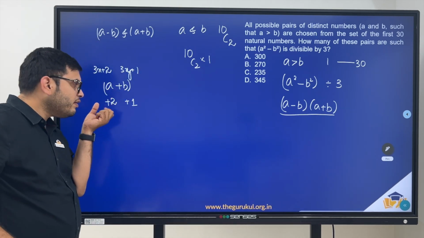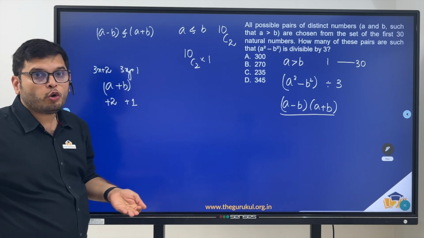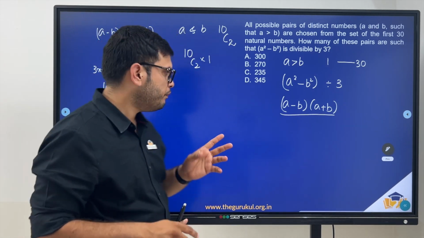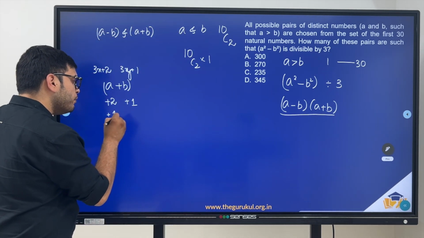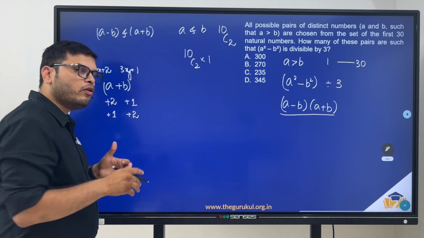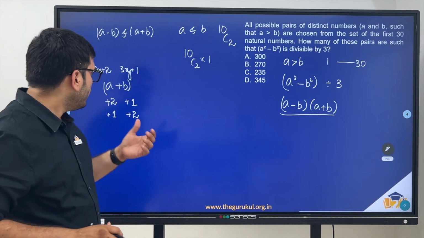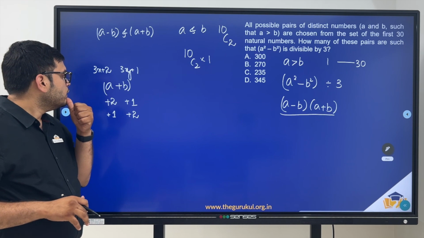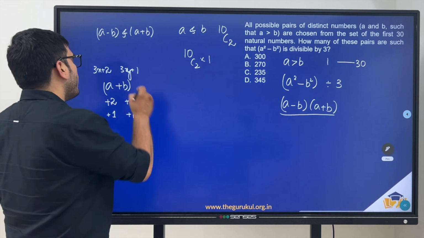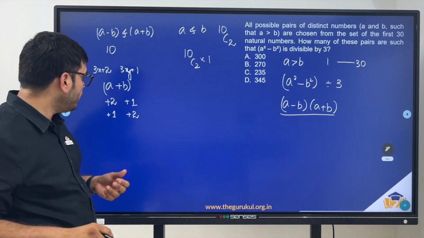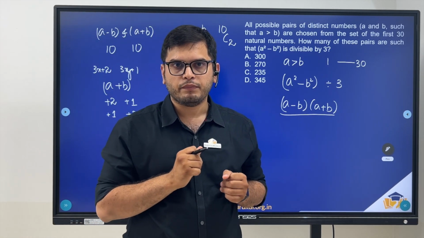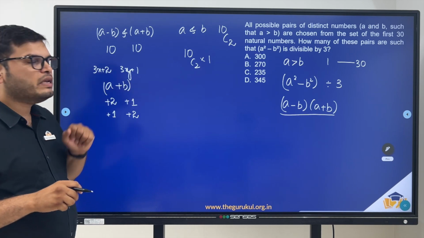Right. So, if this is a number which leaves a remainder 2 when divided by 3, then B should be a number which leaves a remainder of 1 when divided by 3, and vice versa. If this is a number which leaves a remainder of 1 when divided by 3, then B should be a number which leaves a remainder of 2 when divided by 3. Right. Now, how many numbers do we have which leave a remainder of 2 when divided by 3? Among the first 30 natural numbers, you have 10. Similarly, you have 10 numbers which will leave a remainder of 1 when divided by 3. Right? So, we are done with when A plus B is a multiple of 3.